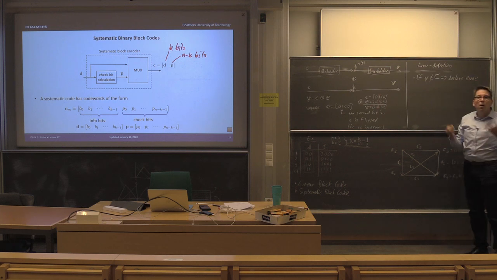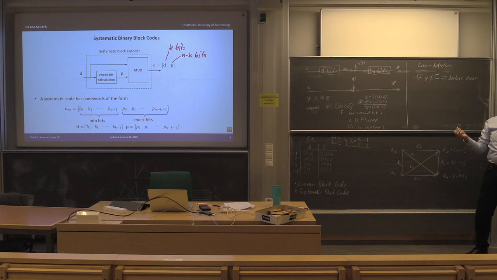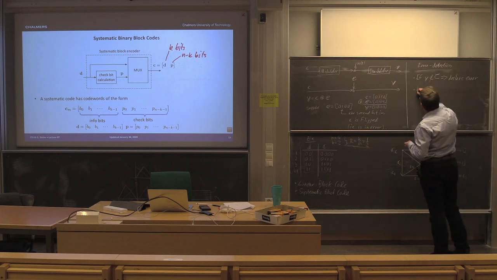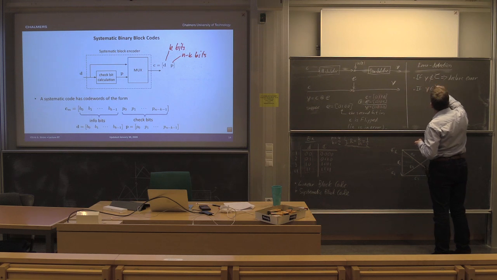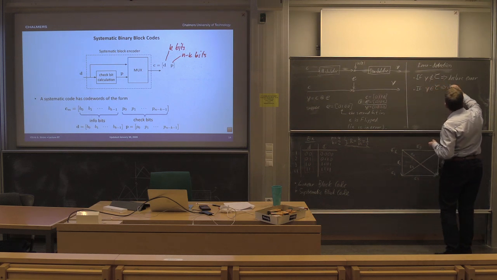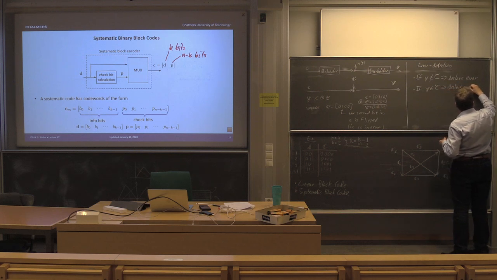Okay, then we say y is in error. There are some bits in y which are in error. We don't know which, but for sure it's not what was sent. We know this. Then, if y is a code word, then we declare no error.